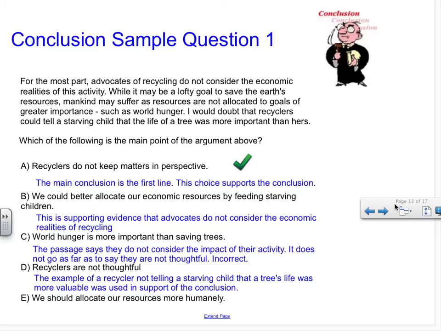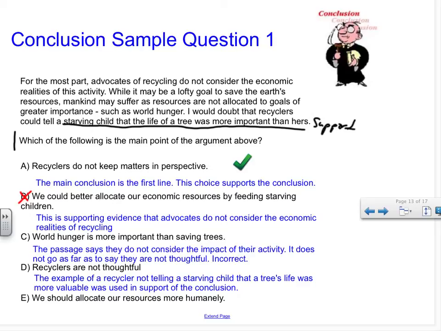So we know that A was the correct response. Let's just read the final part of the question. Which of the following is the main point of the argument above? So we already predetermined that it's the first line. But let's take a look at B. We could better allocate our economic resources by feeding starving children. And as we said, the main conclusion is our first line. So this choice of starving children right here provides support for the conclusion. So this is a question choice that we can eliminate.